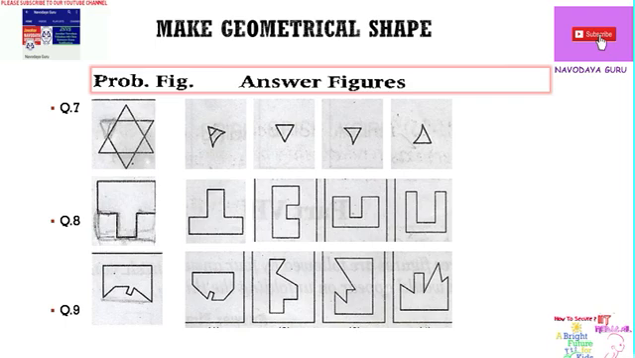Let's go to question number 7. In question number 7, we can see there is one design with two triangles. One is straight and another one is rotated. So there is one incomplete figure. So let's draw its border.